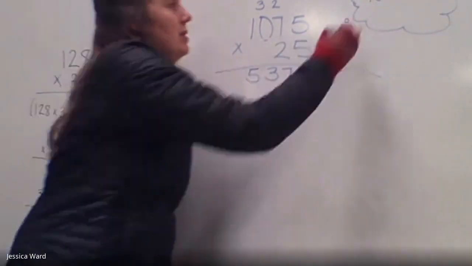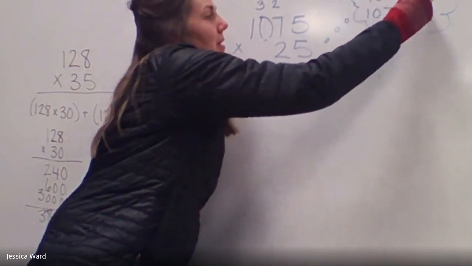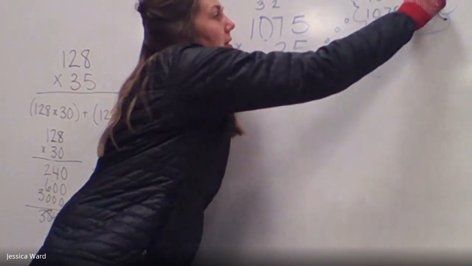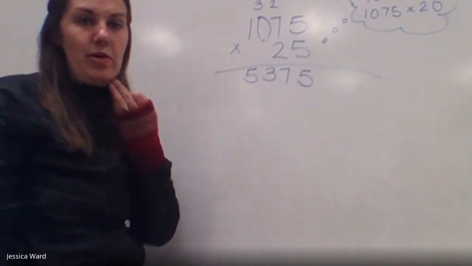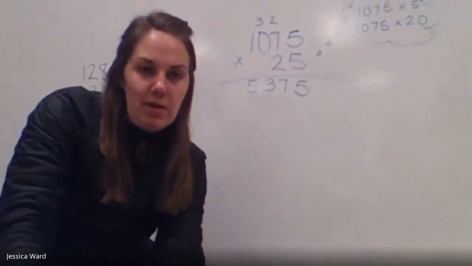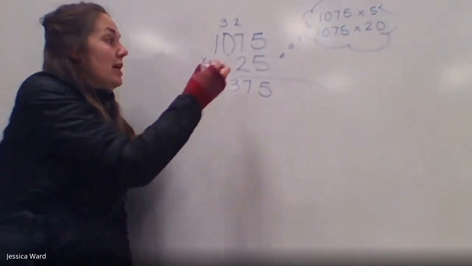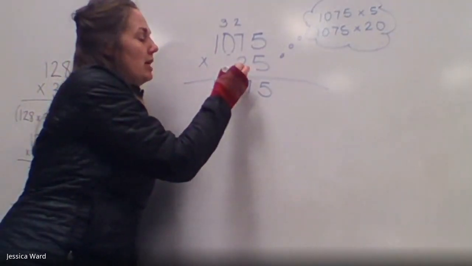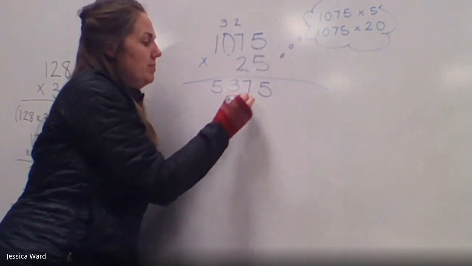Now I'm going to focus on 1,075 times the 20, which is just like that area model in that I'm breaking apart my numbers. We also call it the distributive property. So my think bubble is out. So now I'm going to multiply my 2 10s or 20 times 5. That's going to be 100.